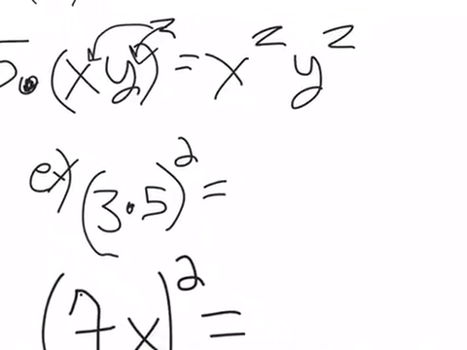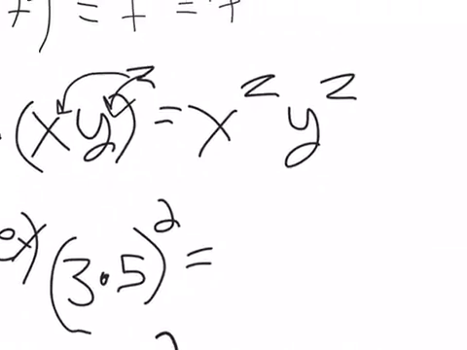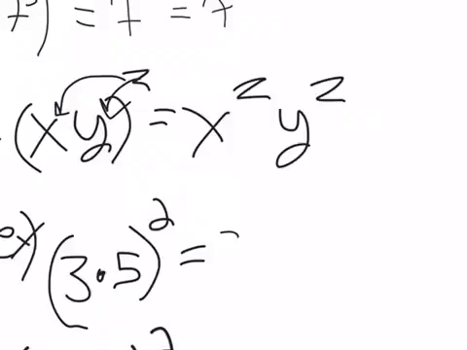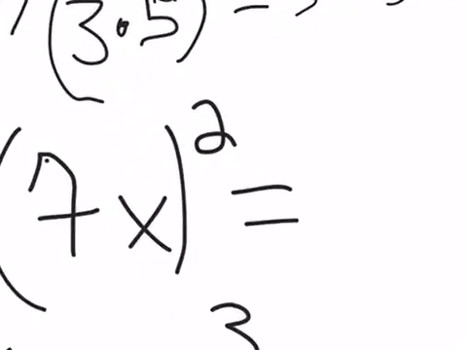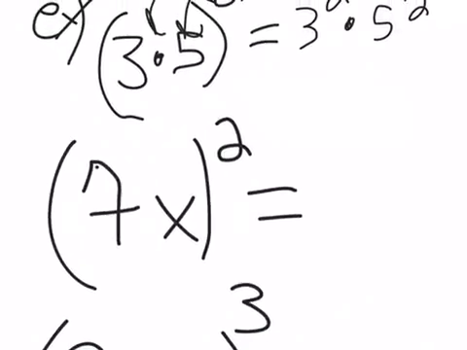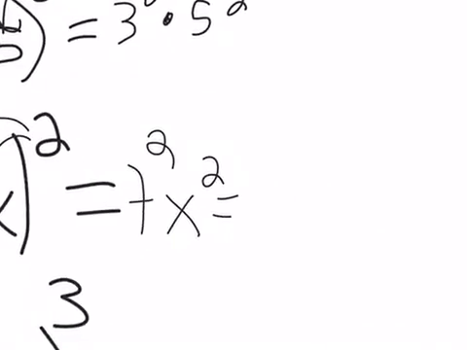Here we have 3 times 5 to the power of 2, and this is equal to 3 to the power of 2 multiplied by 5 to the power of 2, because we distributed the exponent. And now here we have 7x to the power of 2. All we can do is just distribute the exponent, and that'll give you 7 to the power of 2 multiplied by x to the power of 2, which you can say is 49x to the power of 2.